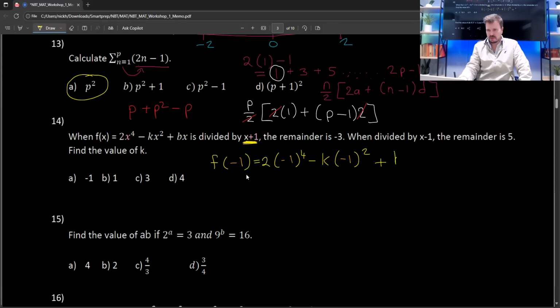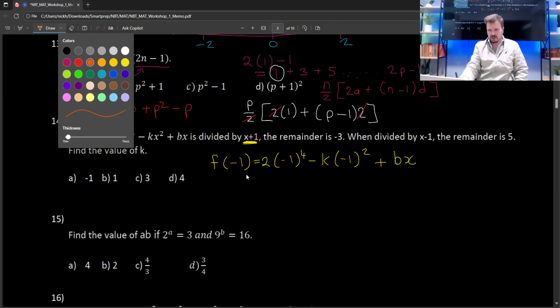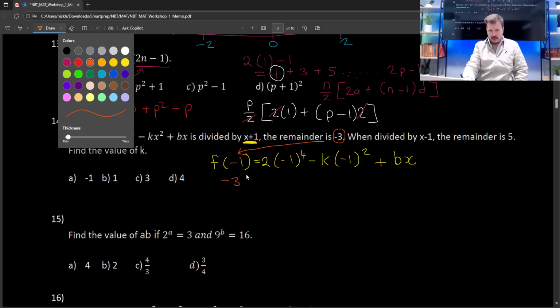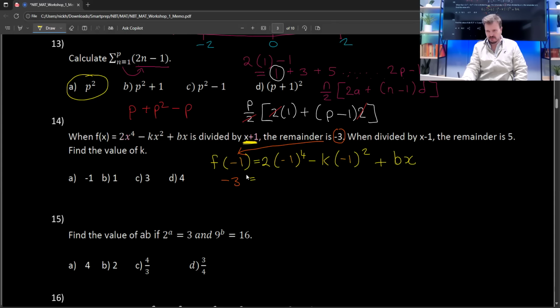Okay, that's going to be your first equation, bx. And you get minus 3. So you replace this part with a minus 3. Okay, so what I'm saying is you replace the minus 3 into there. So you get negative 3 equals, and I'm going to simplify this, negative 1 to the power of 4 is 1. So it'll be 2. And then that is 1 as well. So minus k plus bx. Okay. And when it's divided by negative 1, the remainder is 5.